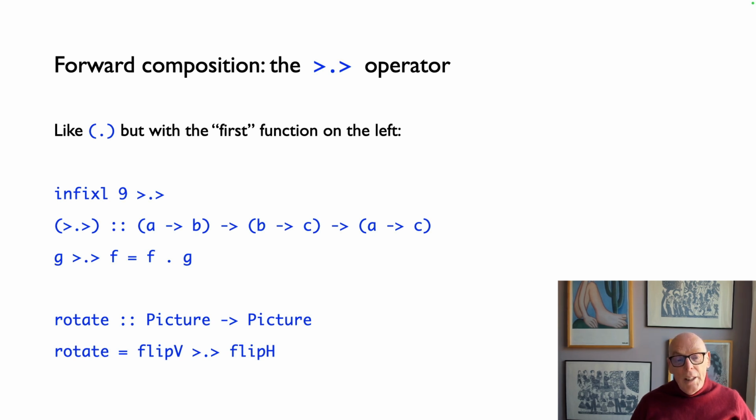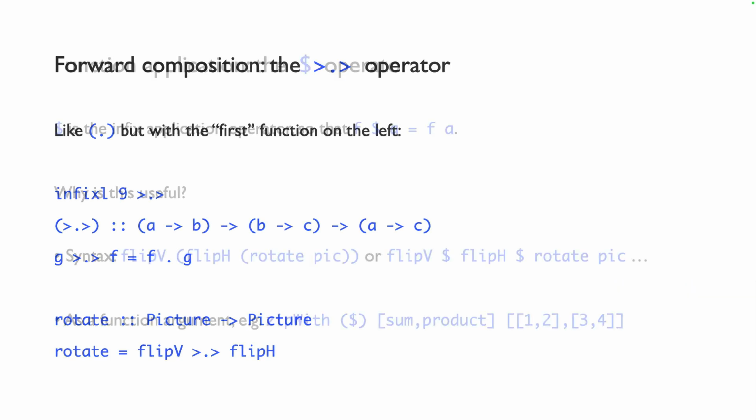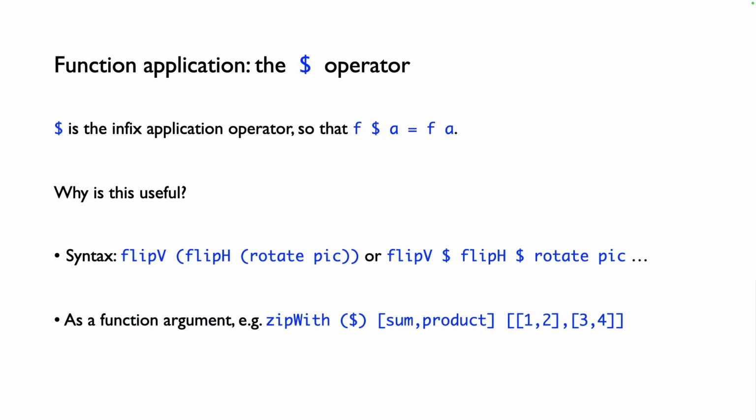Okay, so those are two ways of wiring functions together, feeding the output of one into the input of another. The other operator in Haskell that gets used more than you might expect is the dollar operator. It's the infix application operator, so that f $ a is just f applied to a. Now you might think, why on earth would we ever bother to write a dollar when it's just f applied to a in the first place? Now there are two reasons for doing this.